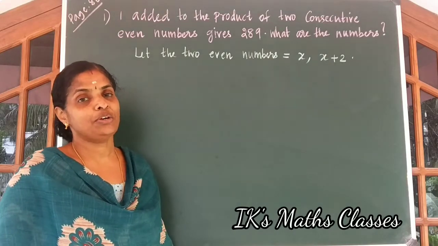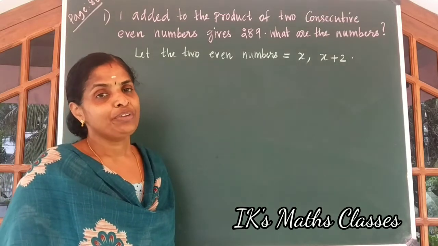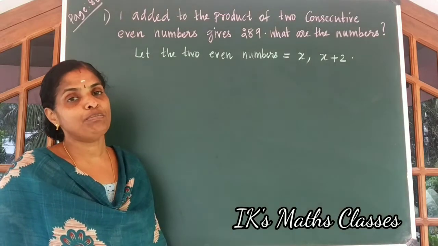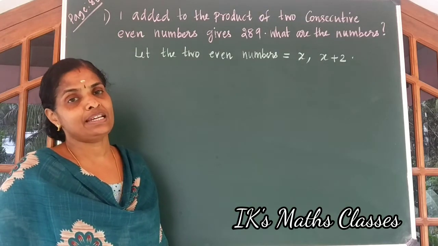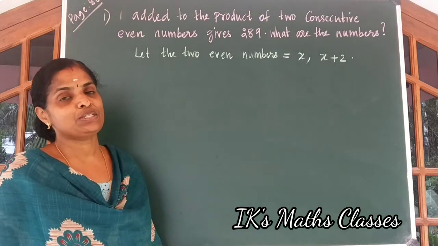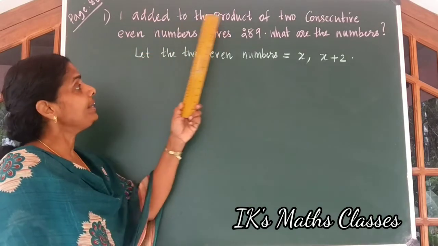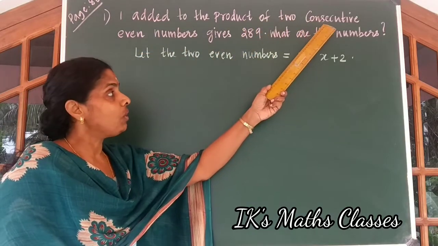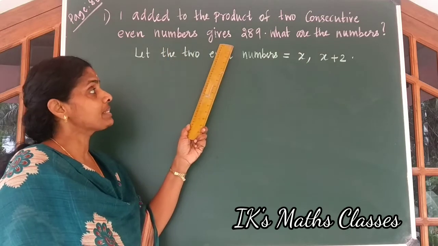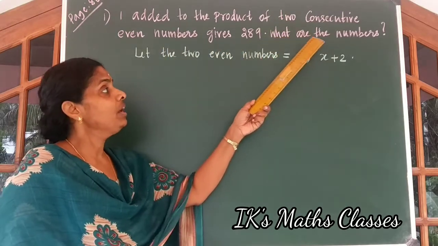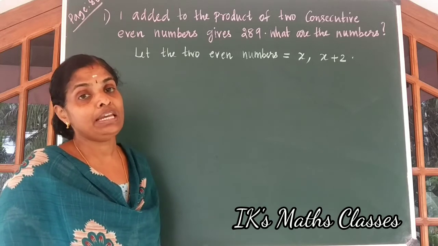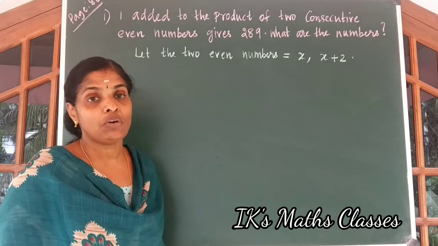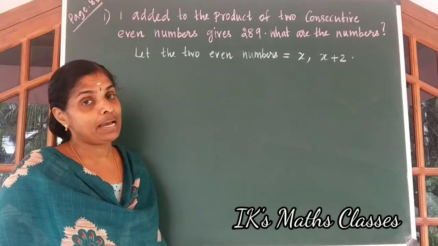The third part of second degree equations. Today I am discussing problems in page number 86, that is second exercise in your textbook. Look at the first question. 1 added to the product of two consecutive even numbers gives 289. What are the numbers? You know, consecutive even numbers and consecutive odd numbers differ by 2.